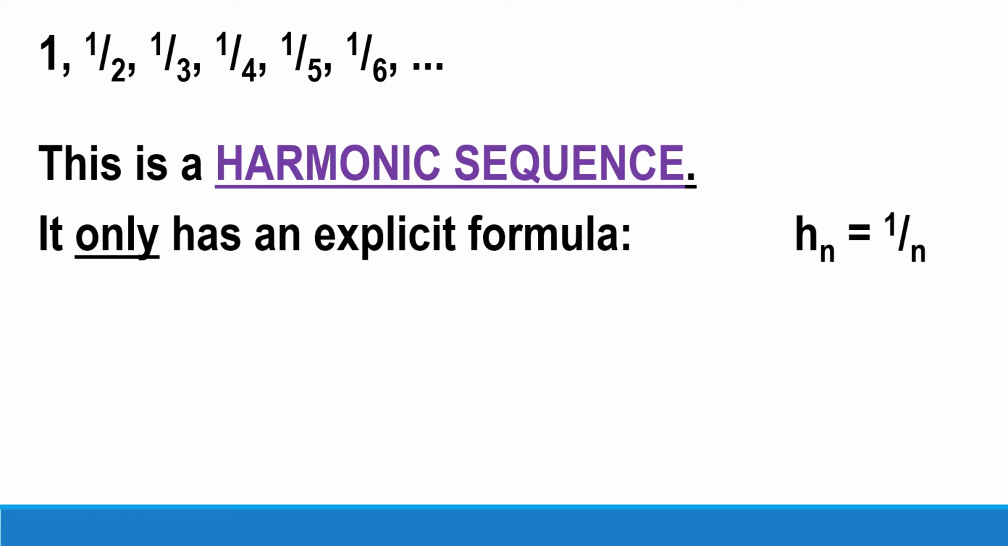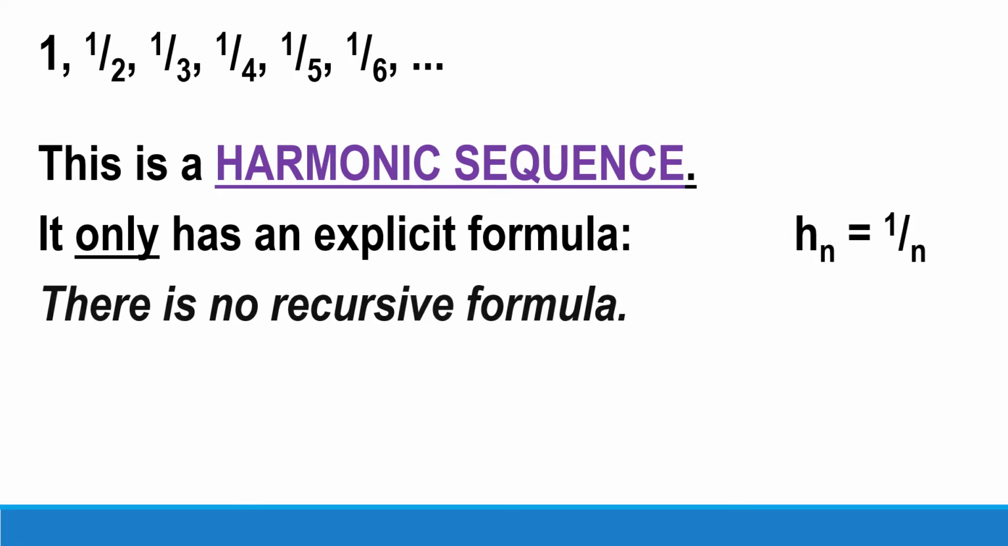The harmonic sequence only has an explicit formula. We're going to say h sub n equals 1 divided by n. There is no recursive formula.